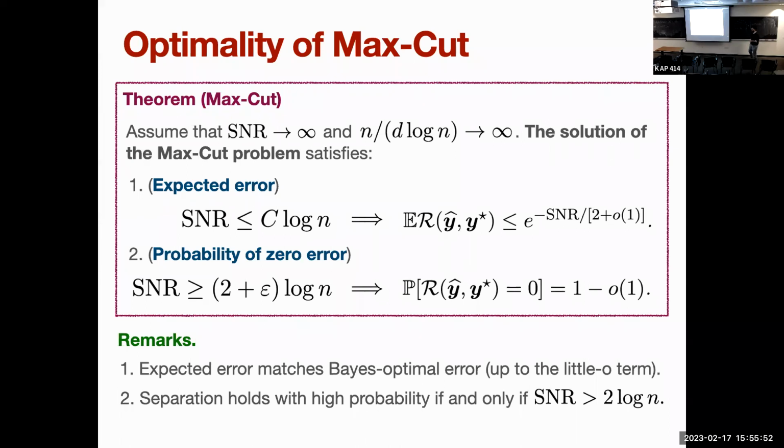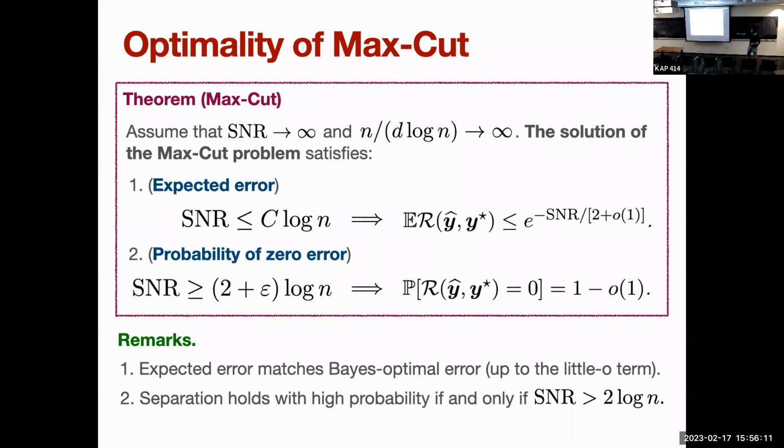Log of n is twice log of n is log of n squared. So is this a coincidence? This is really because the maximum of n Gaussian random variables is bounded by 2 log of n. So this is not arbitrary.